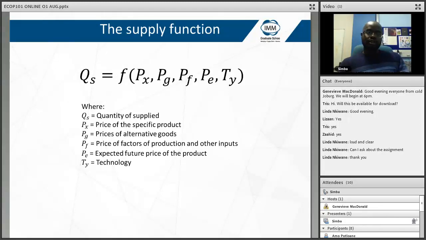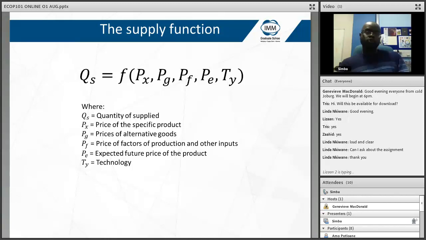Again, we say our supply function there, quantity supplied, is a function of the price of the specific product, price of related goods, substitutes and complements, price of the factors of production, expected future price, and the state of the technology. So when you look at the supply function, what we are saying is there is a positive relationship between the quantity that is supplied and the price of the specific product. If the price increases, quantity supplied is also going to increase.